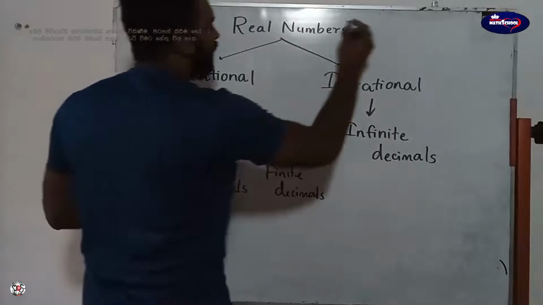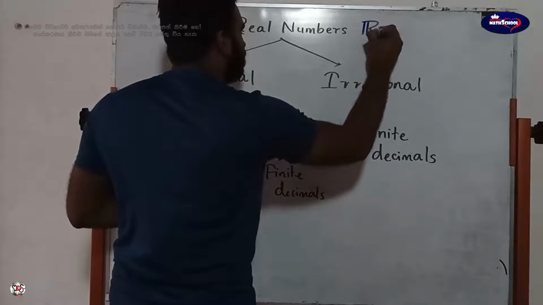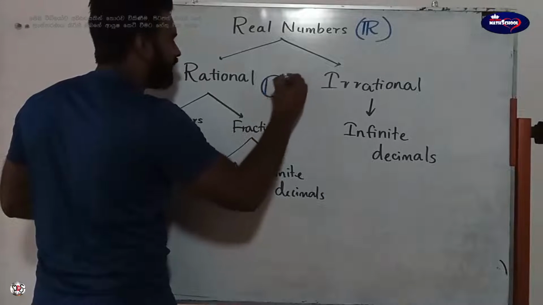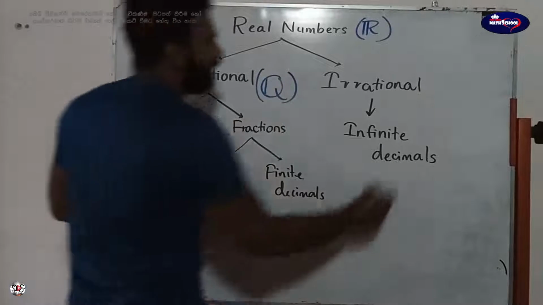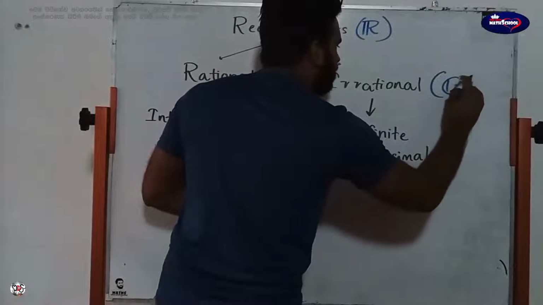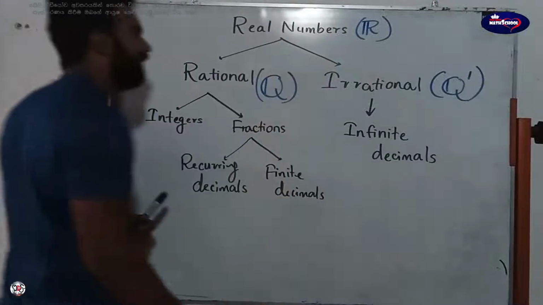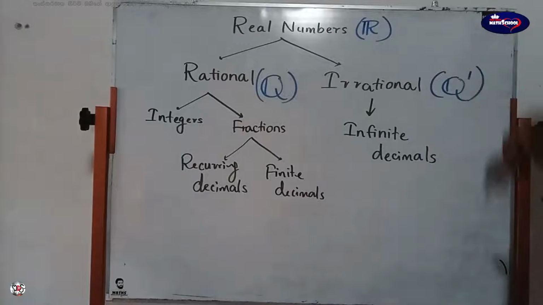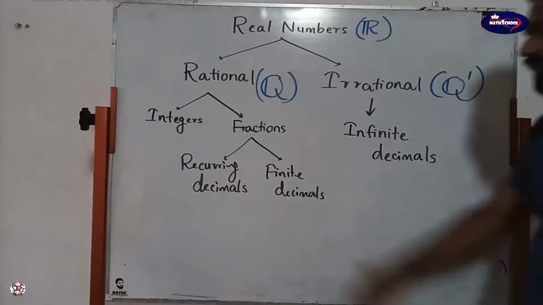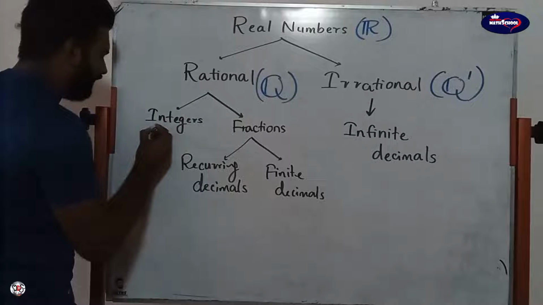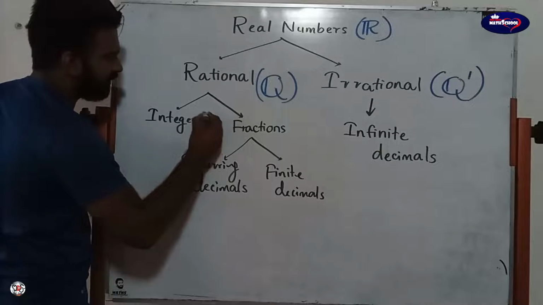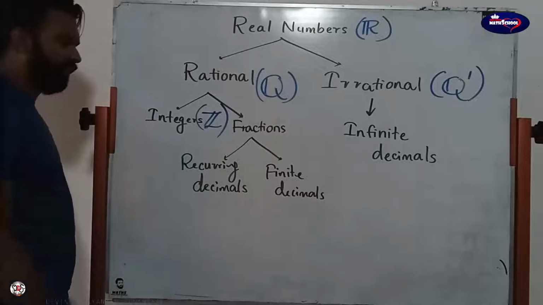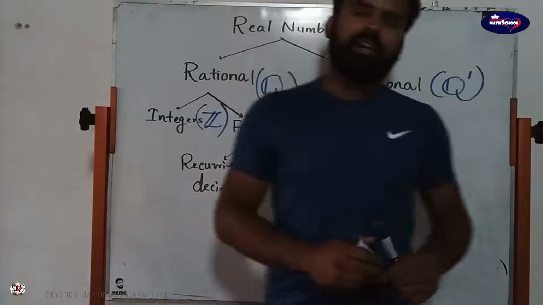For the real numbers we use the letter R, and for rational numbers we used Q. For irrational numbers, it is not the set of Q, that means not a rational number, so Q dash was the sign we used. For integers we use Z. Then fractions, recurring and finite, likewise we got.